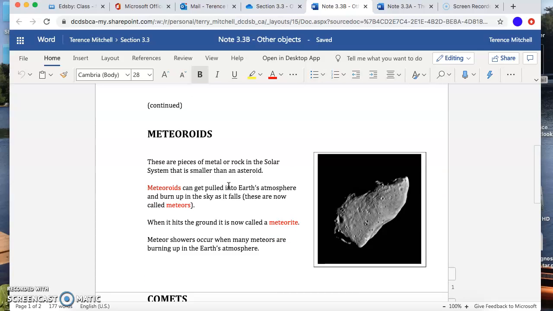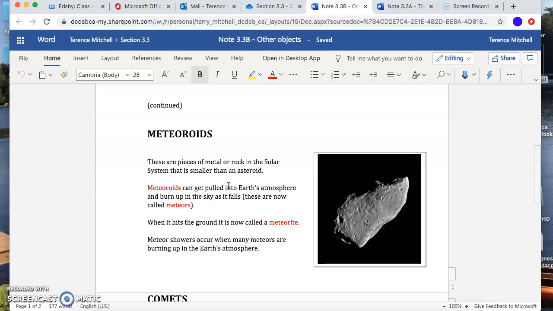Meteoroids. So these are pieces of rock or metal, and they're smaller than an asteroid, and they can get pulled into the Earth's atmosphere. So when a meteoroid gets pulled by the Earth's gravity into its atmosphere, as it's streaking through our atmosphere, it's encountering a lot of friction, and it gets very hot, and it actually burns up. In space, it's called a meteoroid. As soon as it enters into our atmosphere, the name of it changes and we call it a meteor.